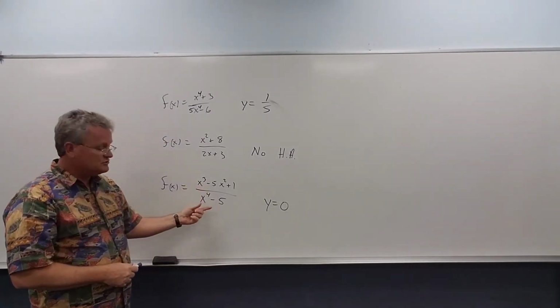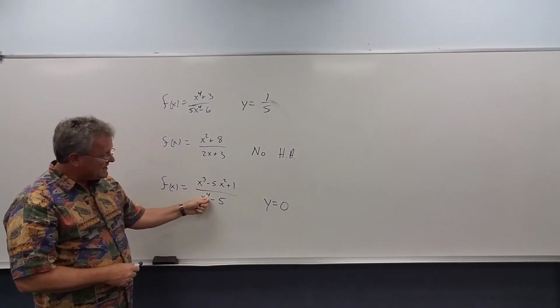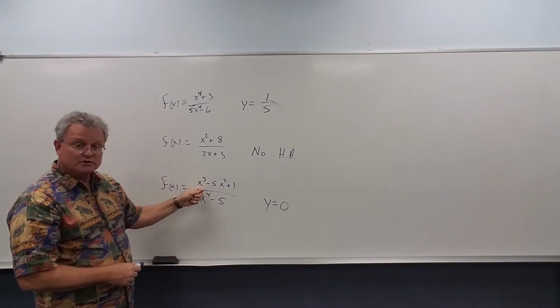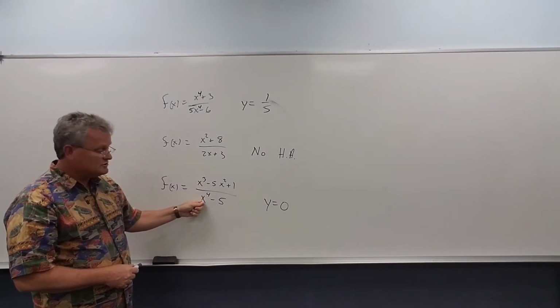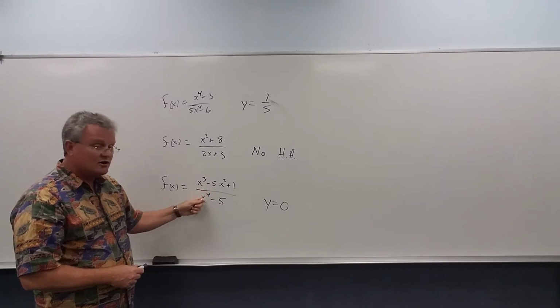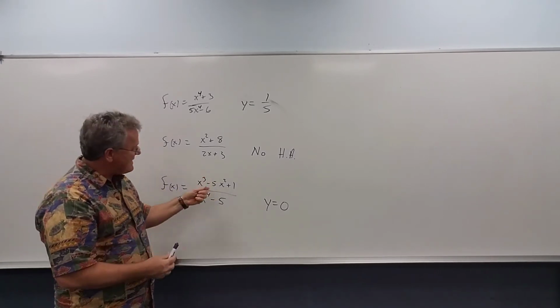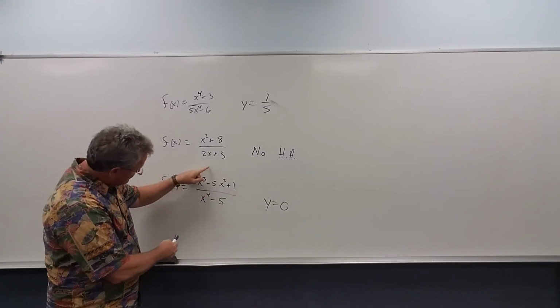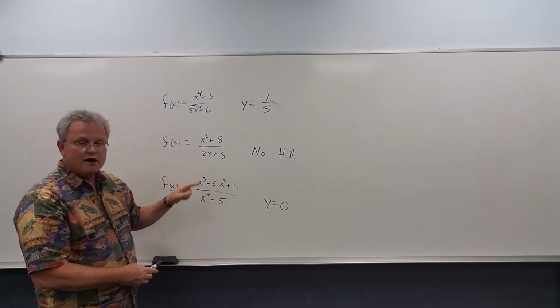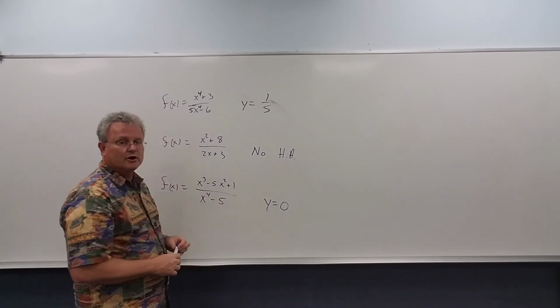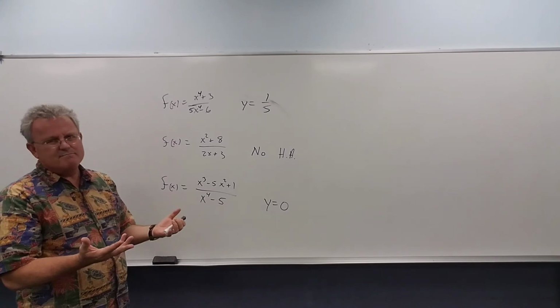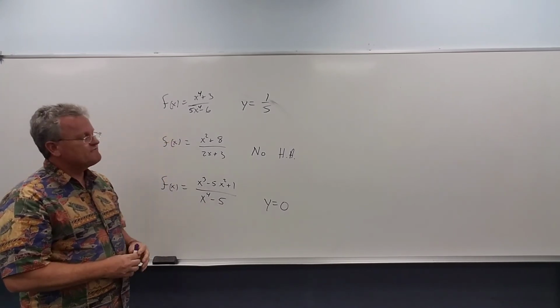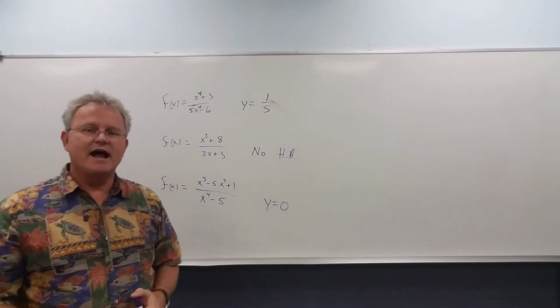Here, when x goes to infinity, the denominator is a larger exponent than the numerator. So when x goes to infinity, the denominator gets bigger way faster than the numerator, and the overall value of that fraction goes to 0. So those are the 3 main situations to identify horizontal asymptotes.